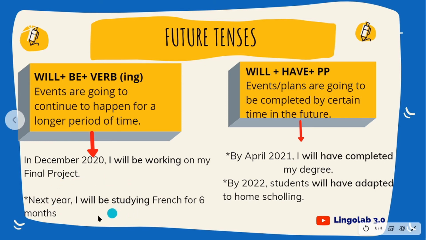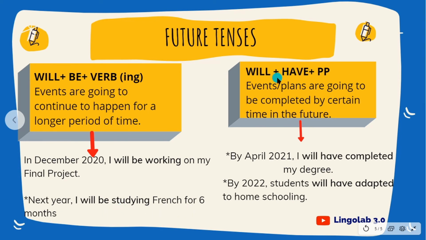Let's see our next example. Next year, I'll be studying French for 6 months. What is my period? All right, 6 months. I will spend 6 months studying French. So I will be studying French for 6 months.